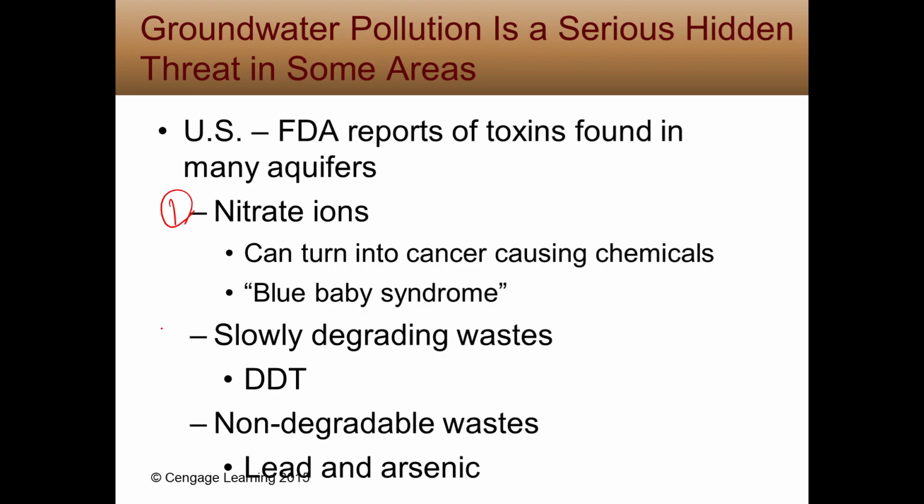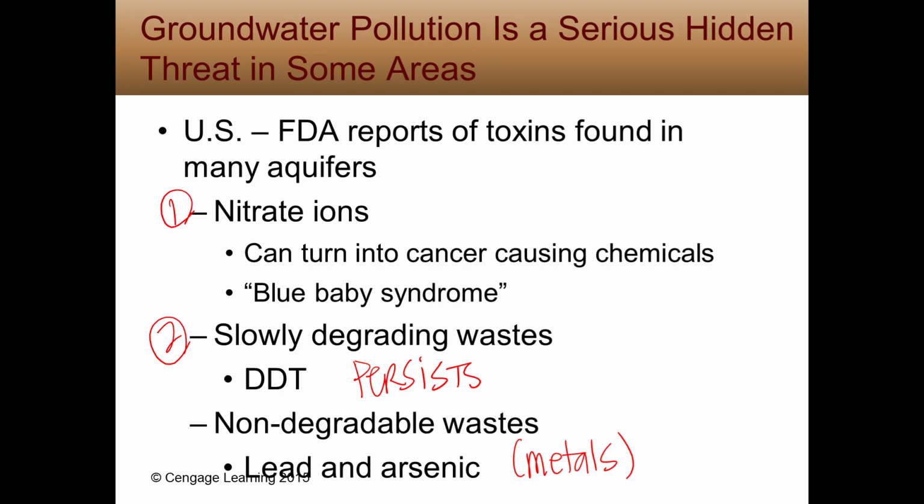Number 2, we talked about DDT yesterday. DDT persists in the atmosphere and in water. It degrades really slowly. It's not water soluble. We talked about it with the Milwaukee River as well. And then there are things that don't break down at all, metals, which remain in the water permanently, like lead and arsenic, which are both neurotoxins. So those are some types of groundwater pollution.